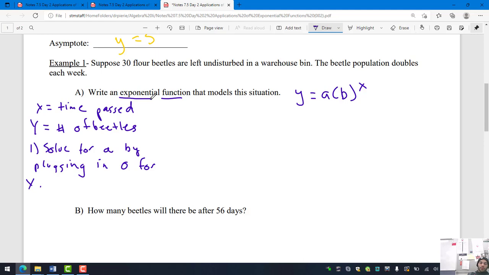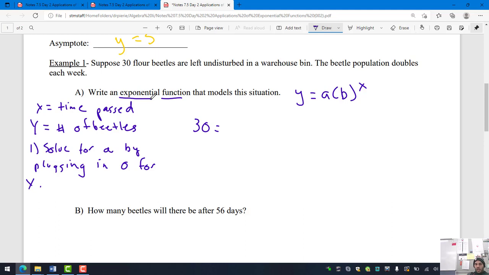If we read the scenario again, it says suppose 30 flower beetles start in the bin. At our initial time, after 0 time has passed, we know there are 30 flower beetles in the bin. Just off this one statement, we have enough information to write an equation. Remember, y represents the number of beetles in the bin at a given time, and x represents the amount of time that has passed. So at the very start, I'm going to have 30 flower beetles in my bin. y is equal to 30.